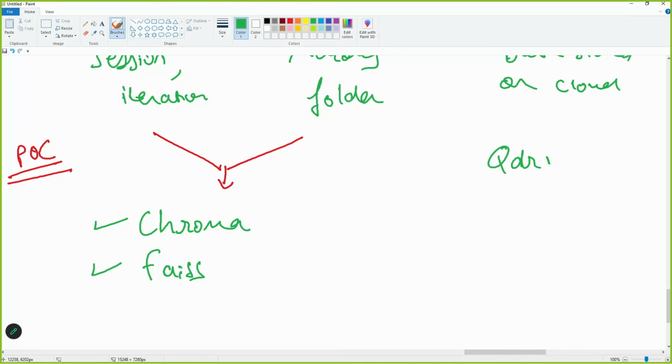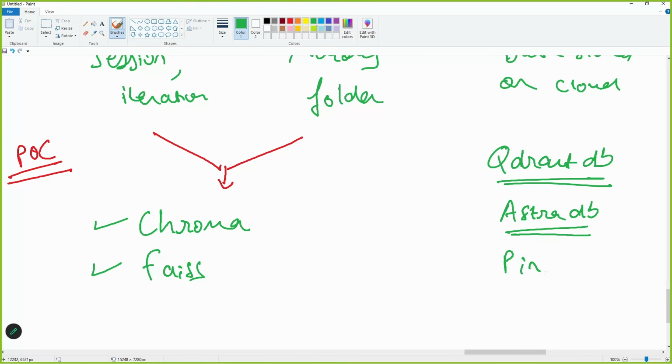We have Qdrant DB, the most famous. Second is Astra DB, the second most famous. Third we have Pinecone. Fourth we have Weaviate. These are different cloud databases which we can use to store our vectors.